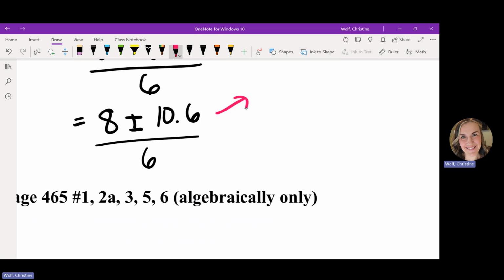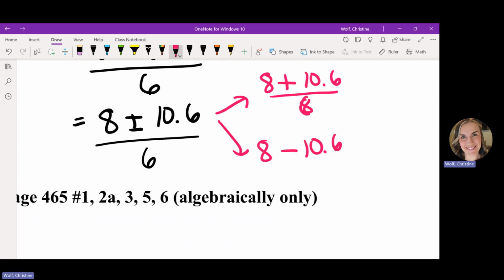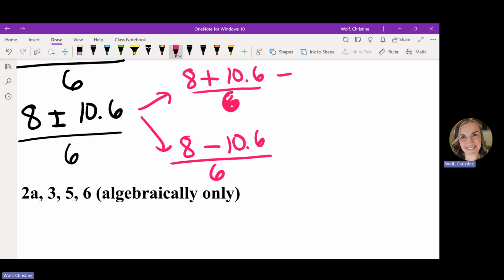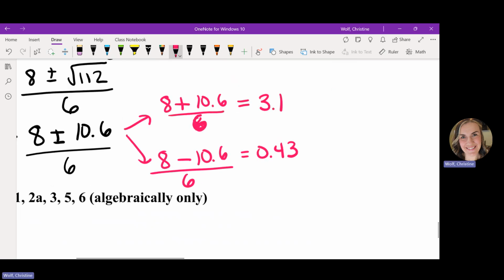And now you just have your two options: 8 plus 10.6 over 6, or 8 minus 10.6 over 6. Your calculator does all the work from there. That would be 18.6 divided by 6, which is about 3.1. And the other one would be 2.6 divided by 6, which is 0.43. It would be really gross to graph that, because you would have to find those decimal points on a graph. So please just don't graph.